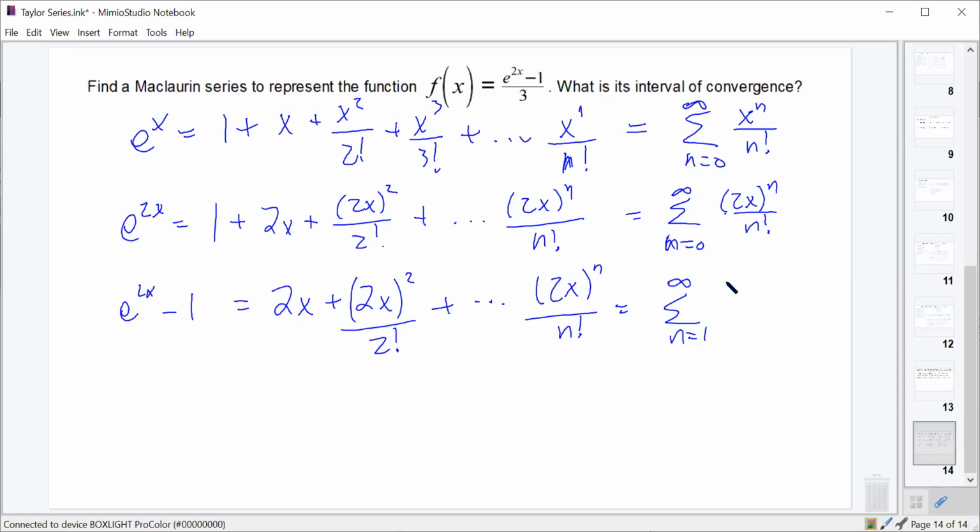Sum from n equals 1 to infinity of 2x to the n over n factorial. Everybody good with that? So we've shifted, we got rid of that first term, so we shifted our index up by 1. Good? Cool. If we wanted to leave our index at 0, we could have shifted these up to be n plus 1s. So we could have left it at 0 and then made it n plus 1, n plus 1 factorial. Everybody good there? People on Zoom, are you good there?